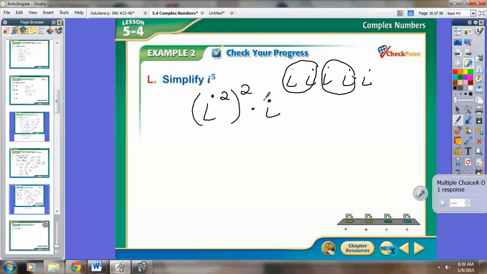So at this point, we just simplify. What is i squared equivalent to? -1. Now I need to take -1 squared. -1 times -1 is +1, times i, and 1 times i is 1i. If you wrote it as 1i, that would be the same thing.